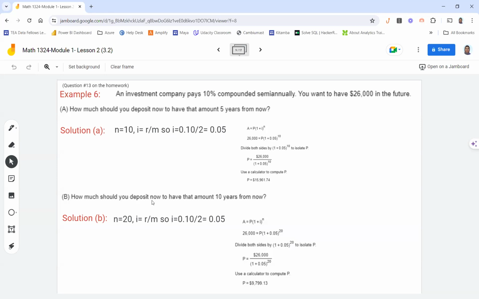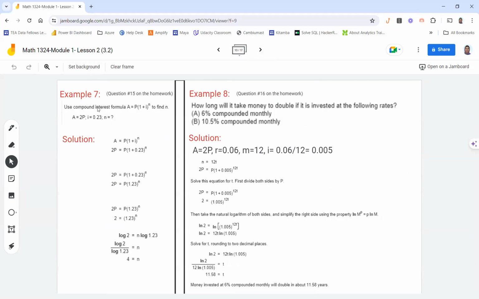How much should you deposit now to have that amount in 10 years from now? So it's the same question, but it is 10 years, so semi-annually, 2 times 10, n value will be 20. And then the i stays the same. If you now plug in these numbers to the equation, you see that P value is 9,799.13. So it's not necessarily the half of option A.